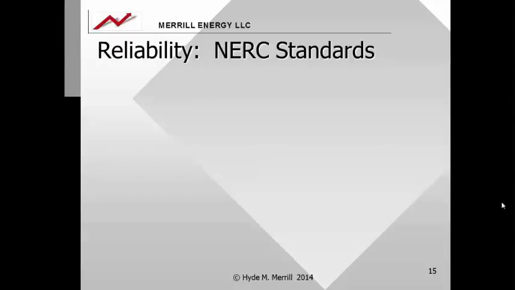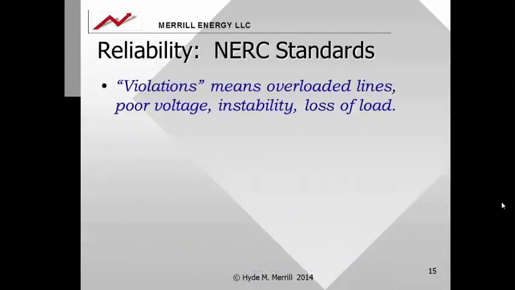These standards were used on an advisory volunteer basis by utilities in both countries and have been adopted around the world. About 15 years ago, the U.S. Congress and the Federal Energy Regulatory Commission made these standards obligatory for U.S. utilities. What are the standards? First, there's the concept of violations. Violations means overloaded lines, or poor voltage, or instability, or loss of load.